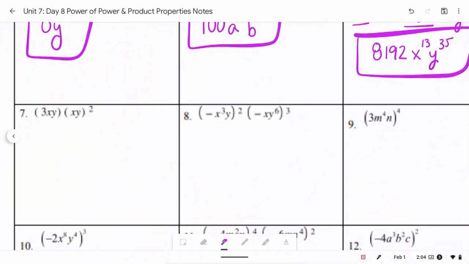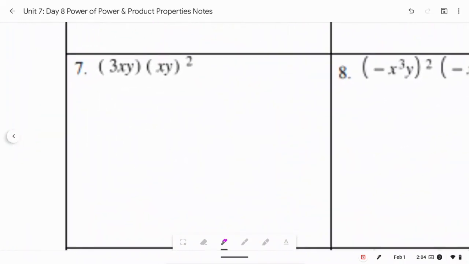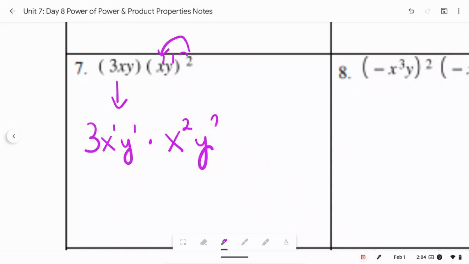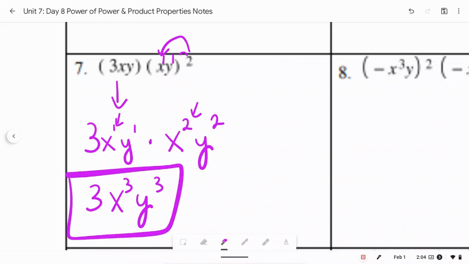In example 7, the first parenthesis doesn't have an exponent, so just keep it as 3x to the first, y to the first, but then distribute the exponent in the second parentheses. So multiply 1 times 2 is x to the second, y to the second. Now it becomes a multiplication problem, so we just need to bring down the 3 and then add the exponents. So 1 plus 2 is x to the third, and then 1 plus 2, y to the third. Final answer.